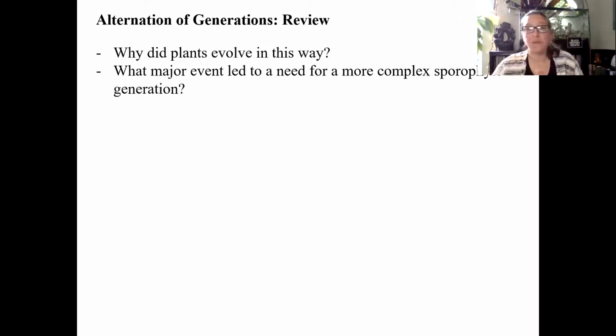So why did plants evolve in this way? Why did we have non-vascular plants and then ultimately vascular plants? Why did we have gametophyte generation dominant and then later sporophyte generation dominant? Why do we need a more complex sporophyte generation to begin with, right? I mean, mosses, liverworts, and hornworts don't have a complex sporophyte generation, and they do just fine for what they need to do, right? So why did we end up here now with a more complex sporophyte plant?